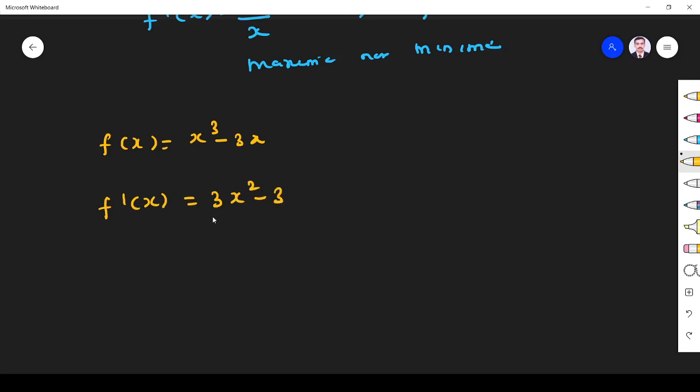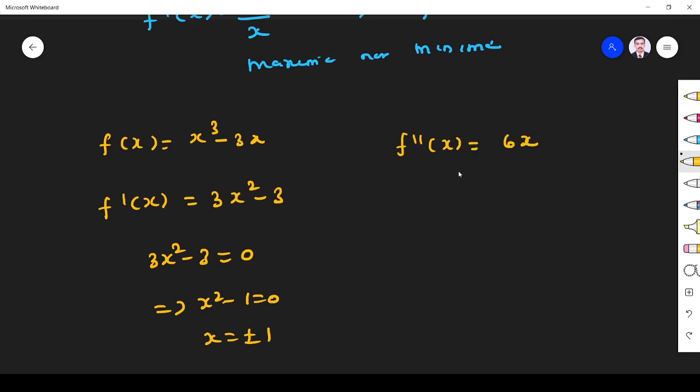Next I have to find the location of the zero slope. What do you have to do? We have to make f dash of x equal to 0. So 3x squared minus 3 is 0. This means x squared minus 1 is equal to 0. This implies x is equal to plus or minus 1. Next, what we have to do? We have to find f double dash of x, the second derivative. So it will become 6x, right?